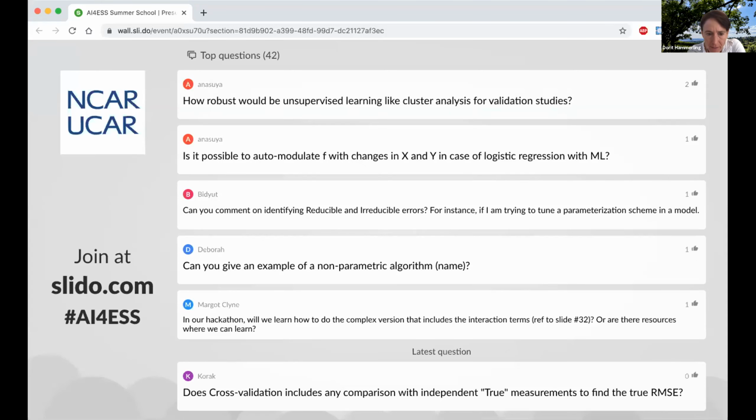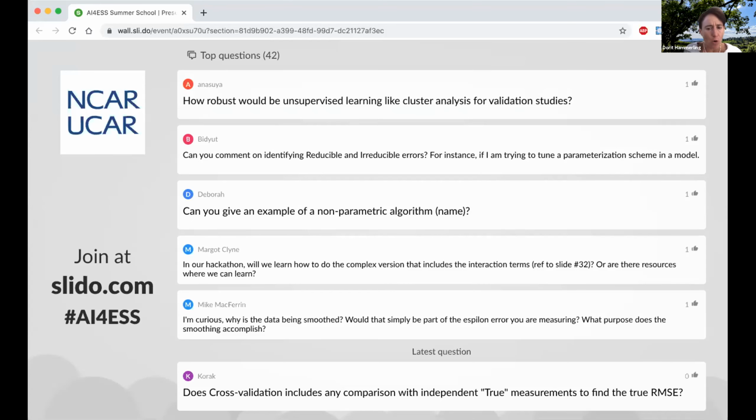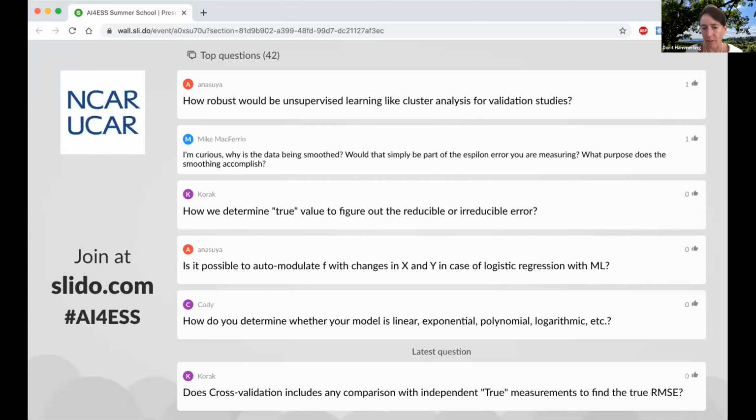Does cross-validation include any comparisons with independent true measurements to find the true RMSE? Well, the whole idea of cross-validation, if I don't know what you mean by independent, is that cross-validation only takes the measure on data in the validation data set that isn't included in the fit.